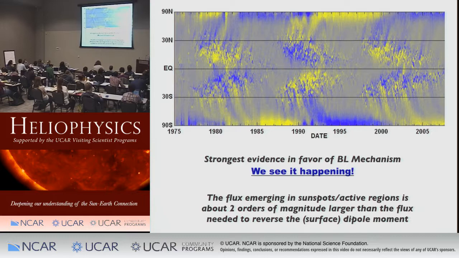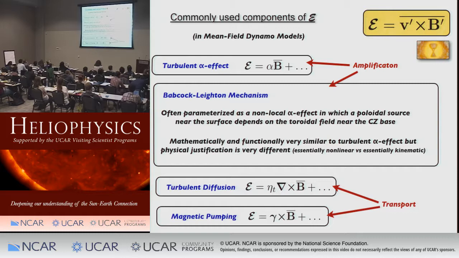So, all right, going back to this V prime cross B prime, different components of this, we went over with Amitabha's lecture this morning. You saw how these things can be derived from the induction equation and from assumptions about the nature of the turbulence. But commonly used in solar dynamo models is the turbulent alpha effect. E goes like alpha times the mean field. The Babcock-Leighton mechanism is very different. In terms of the physical justification, it's very different from this.